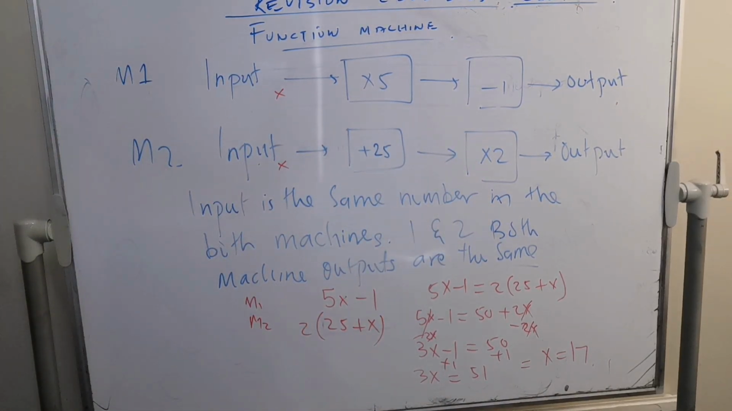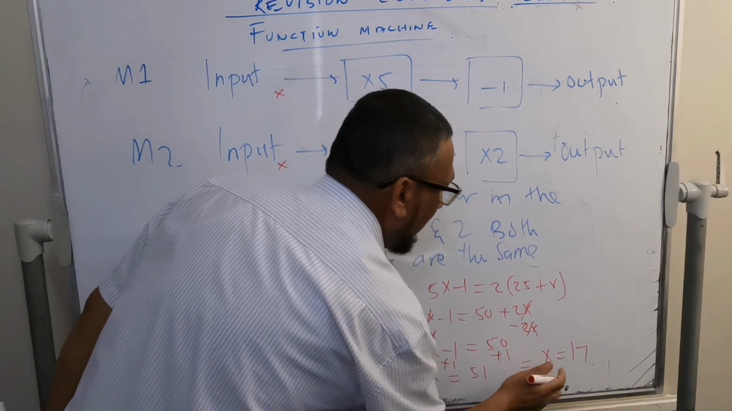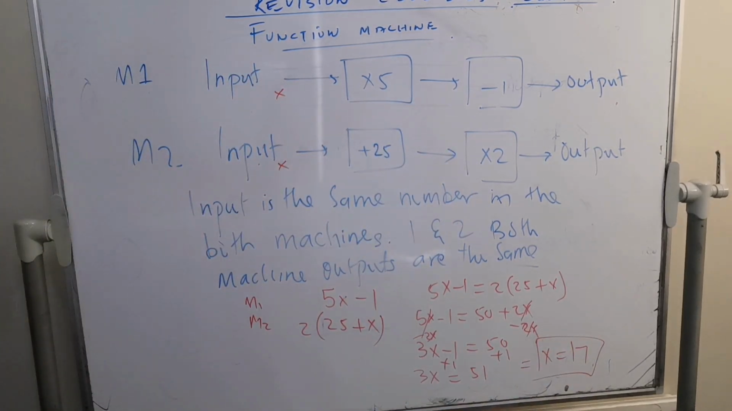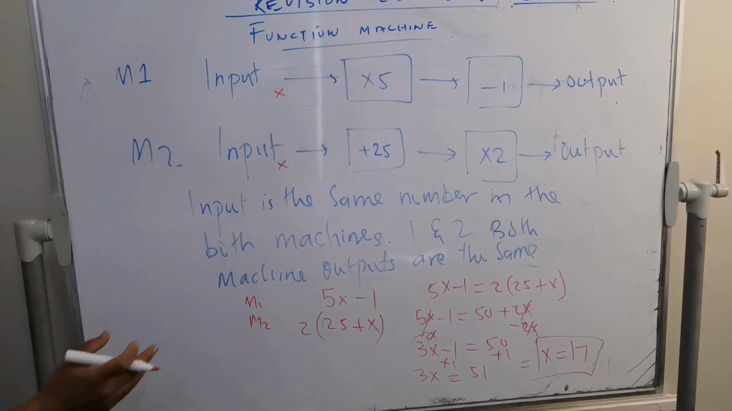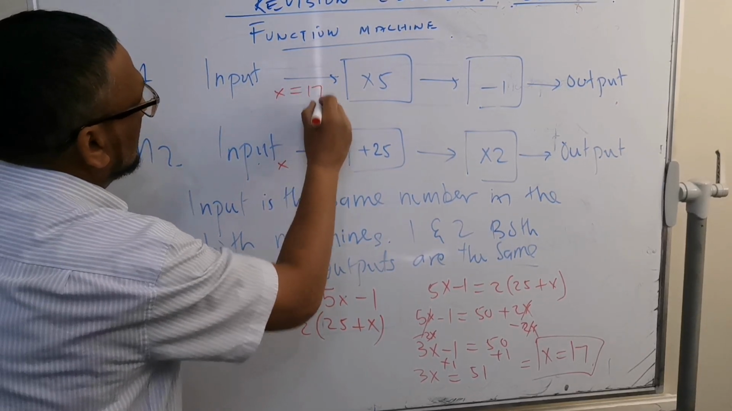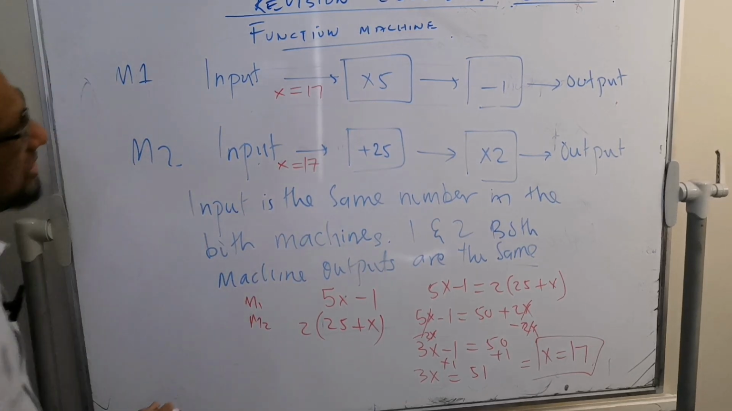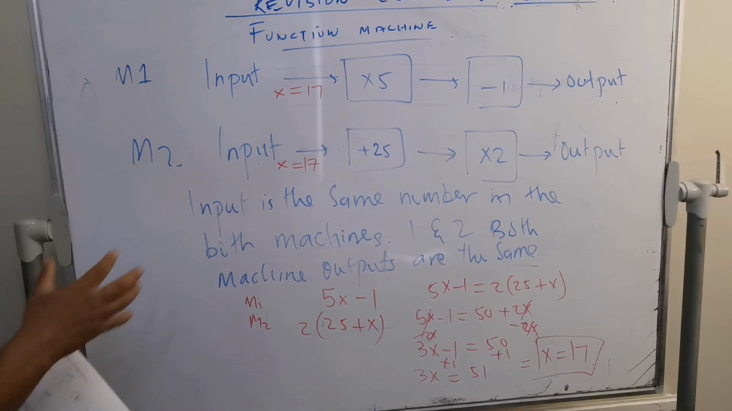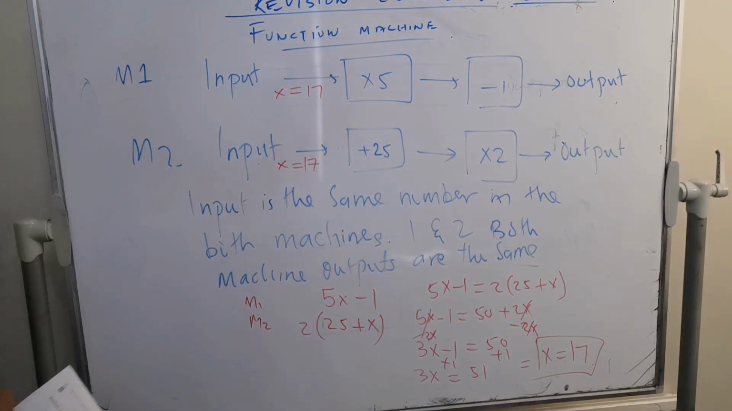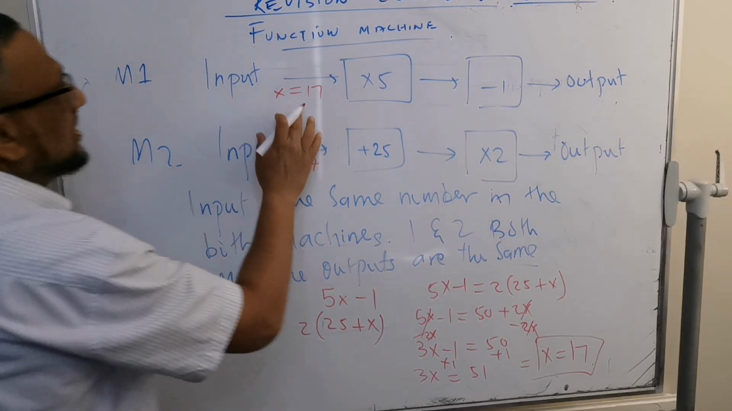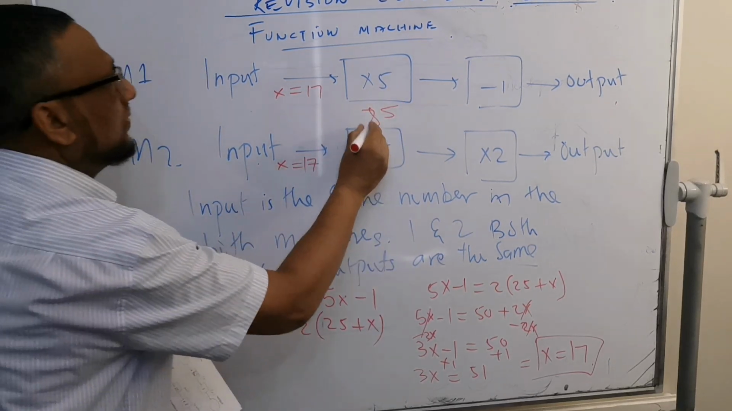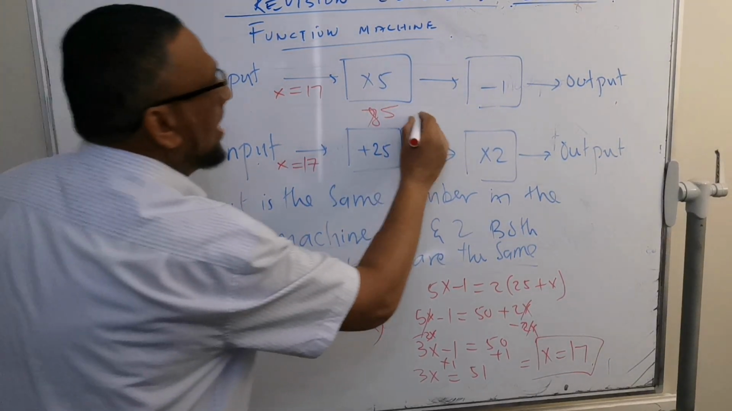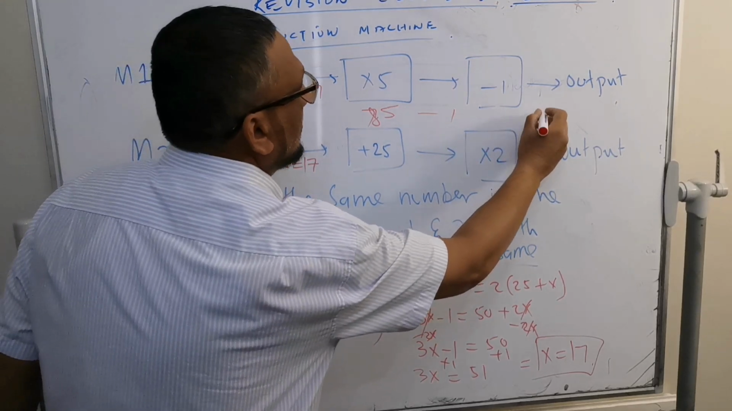So the input is x, the input is 17. Now if I ask you to put in the input 17, let's see what the output is. Very simple: 17 times 5 is 85, and 85 minus 1 equals 84.